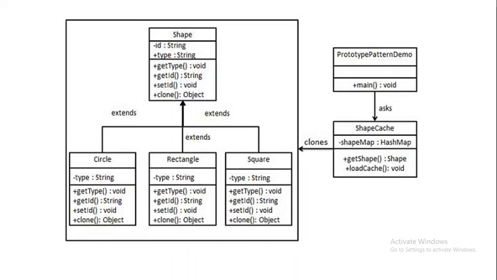For example, shape is one class and subclasses are circle, rectangle, square. This we can implement along with the classes. Another one is the prototype pattern demo, with the main method, shape cache, and the members are shape map, hash map, get shape, load cache.